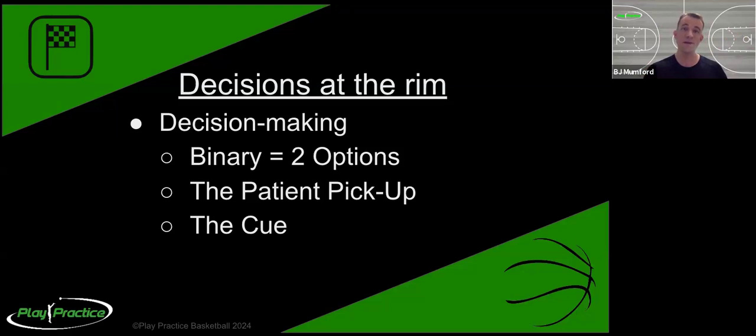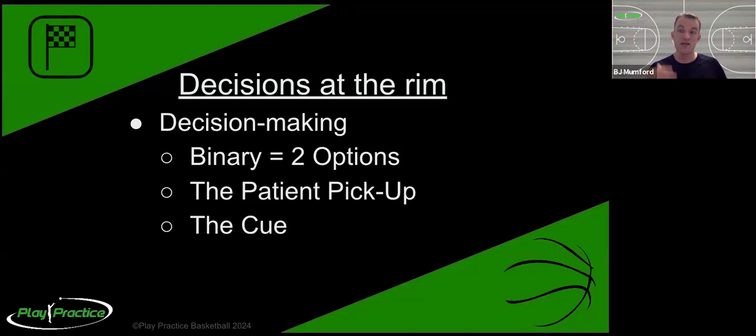We're going to talk about the patient pickup, one of my favorite terms from a mentor of mine. Rather than picking it up right away and going toward a layup, we're kind of hesitating a little bit. Patient pickup means I could pick it up and shoot it like a pull-up. I could hesitate and take another dribble. I could hesitate and pick it up and still take my 2 strides and layup.